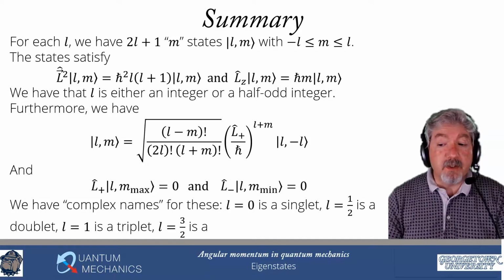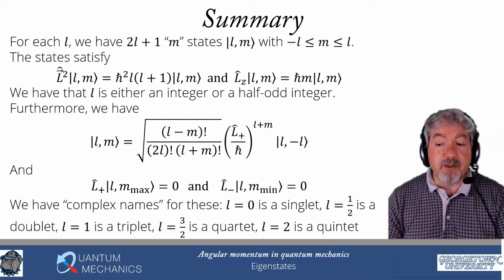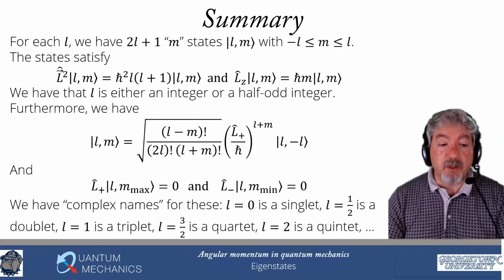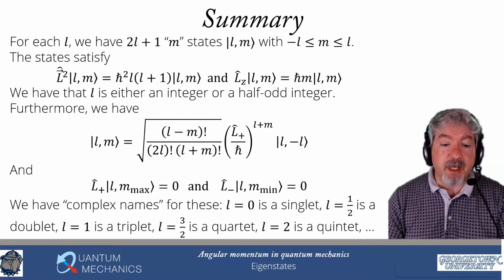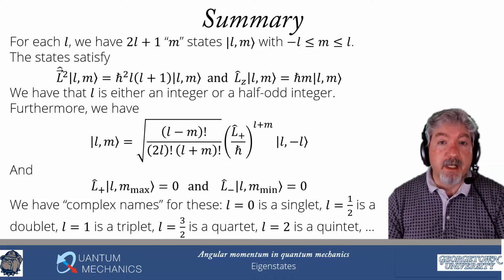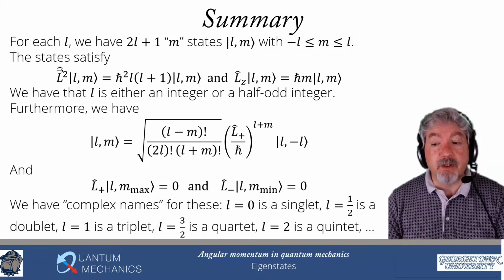L equals 0 has one state, we call it a singlet. L equals 1/2 has two states, we call it a doublet. L equals 1 has 3 states, we call it a triplet. L equals 3/2 has 4 states, we call it a quartet. L equals 2 has 5 states, we call it a quintet.